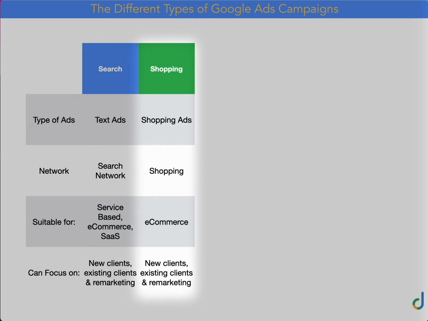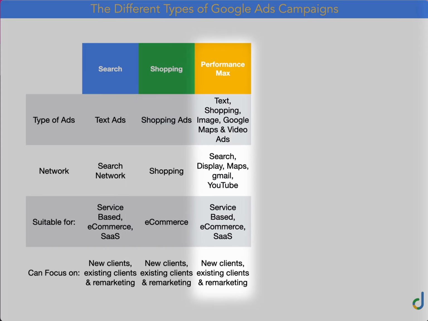Shopping is very, very similar to your search ads, but the difference with your shopping ads is that you also get the product image there, and it's set on the shopping network, but the shopping network is part of the search network. The shopping ads are only for e-commerce brands because you do need to have a merchant feed with products. And once again, new clients, existing clients, and remarketing.